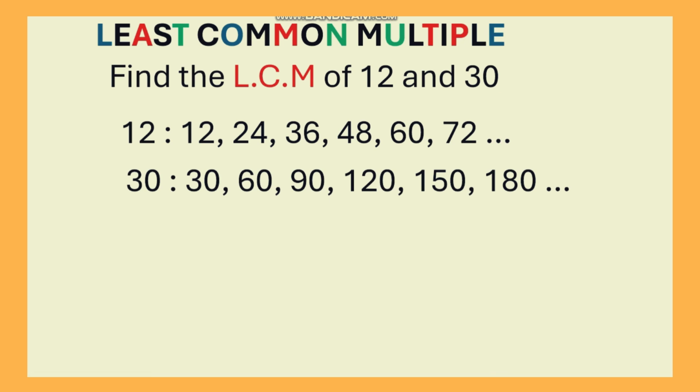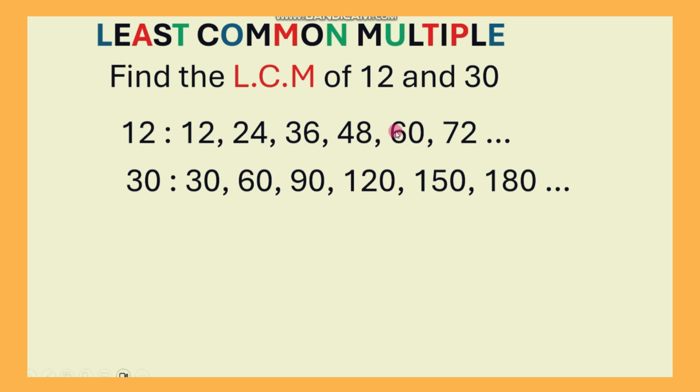And so we have 30. These are multiples of 30. 30 times 1 gives us 30. 30 times 2, 60. 30 times 3 gives us 90. 30 times 4 gives us 120. 30 times 5, 150. 30 times 6 gives us 180. And it continues as well. So the next step is for us to look at the common number, the common multiple.